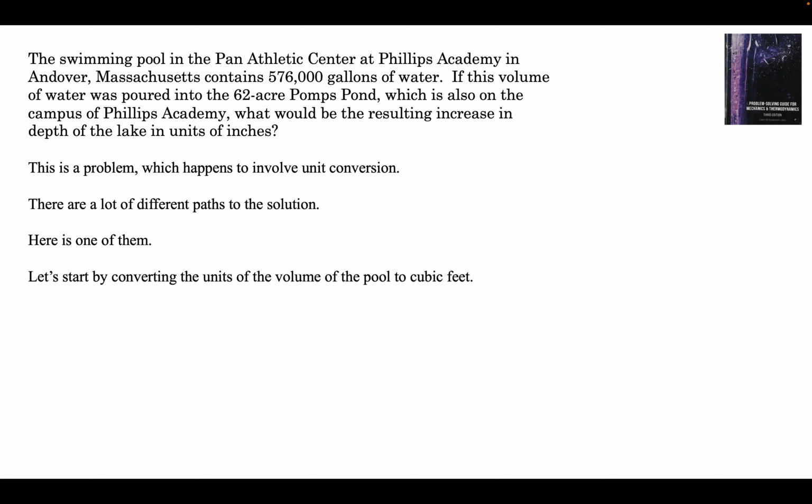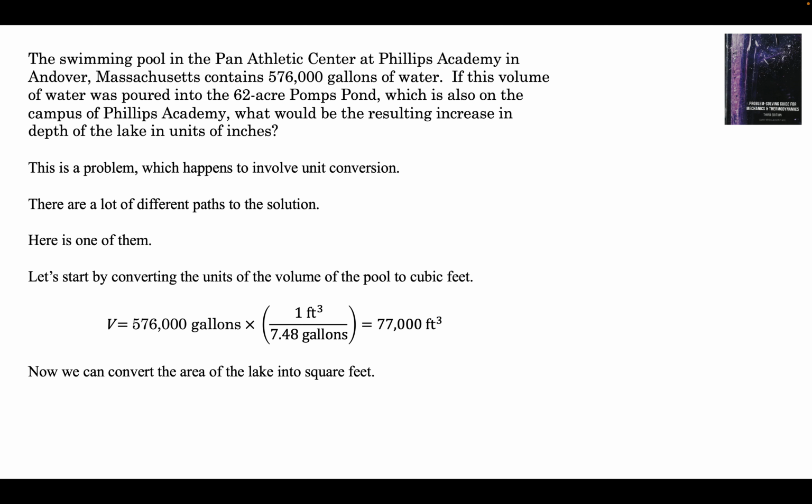Here's one of them. Let's convert the volume of the pool into cubic feet instead of gallons. Gallons is a little bit awkward to work with because it's not a cubic length. Turns out there are 7.48 gallons in a cubic foot. So we have 77,000 cubic feet, which is the volume of the pool in a different unit.